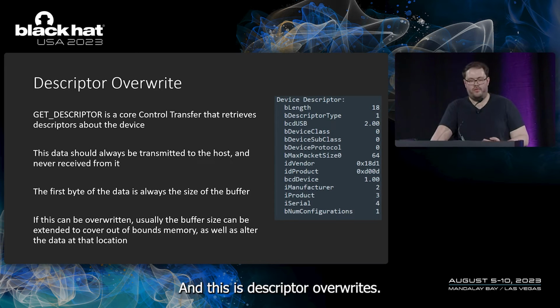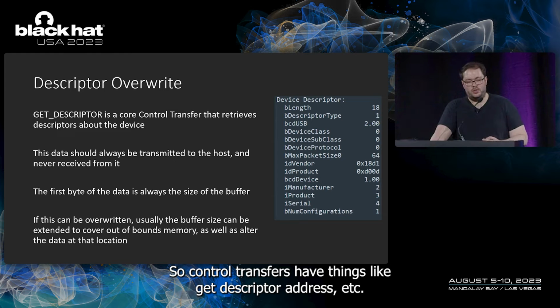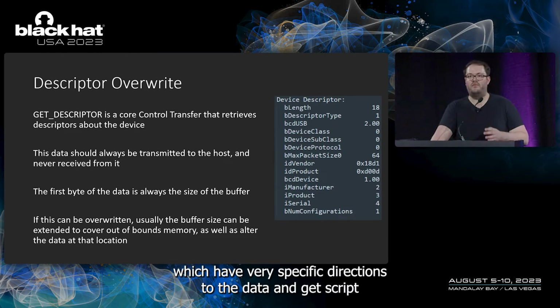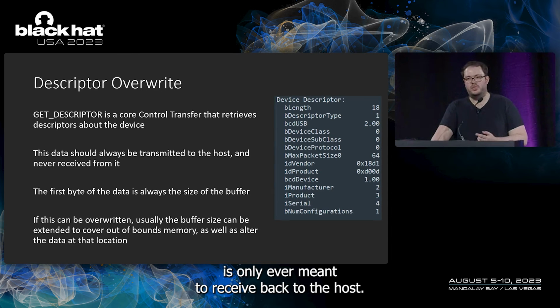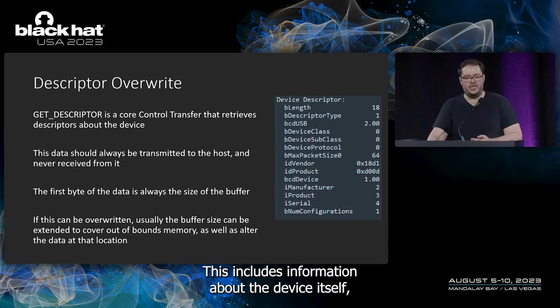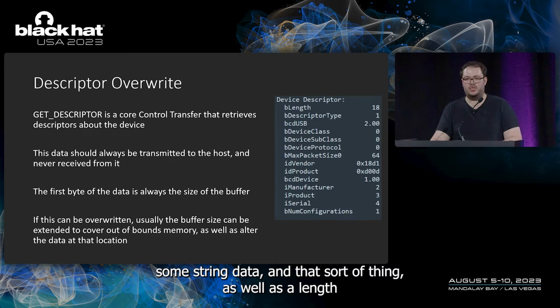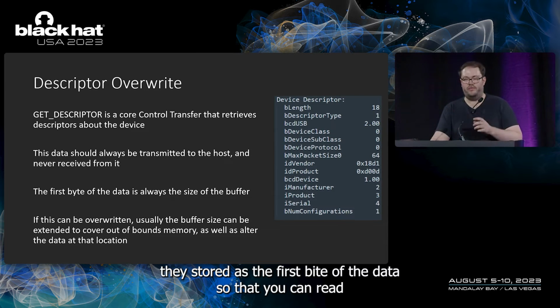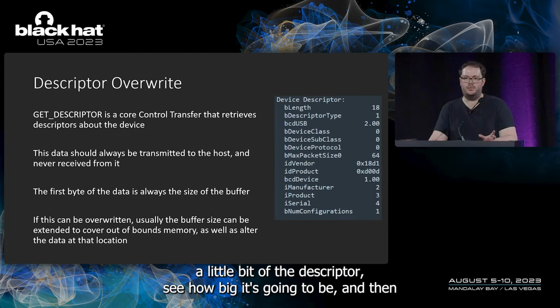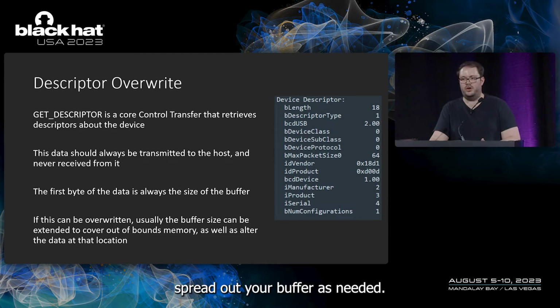And this is descriptor overwrites. So control transfers have things like get descriptor, set address, etc., which have very specific directions for the data. And get descriptor is only ever meant to receive back to the host. This includes information about the device itself, like its vendor ID, its product ID, some string data, and that sort of thing, as well as a length that is stored as the first byte of the data so that you can read a little bit of the descriptor, see how big it's going to be, and then spread out your buffer as needed.